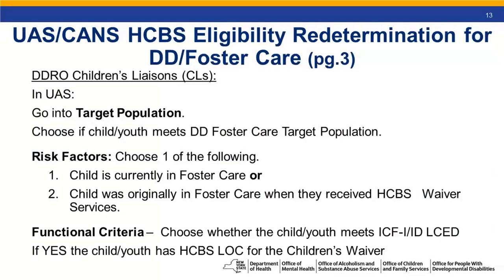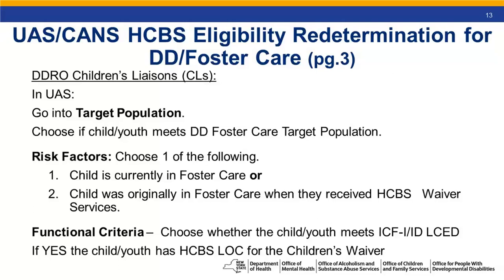1, the child is currently in foster care, or 2, the child was originally in foster care when they received HCBS waiver services. Now, it's important to note if the child is no longer in foster care, but they were originally, they can still receive children's HCBS waiver services. And then the last step, the functional criteria. The Children's Liaison will choose whether the child or youth meets the ICF-I LCED, and if yes, the child or youth has met HCBS level of care for the children's waiver.